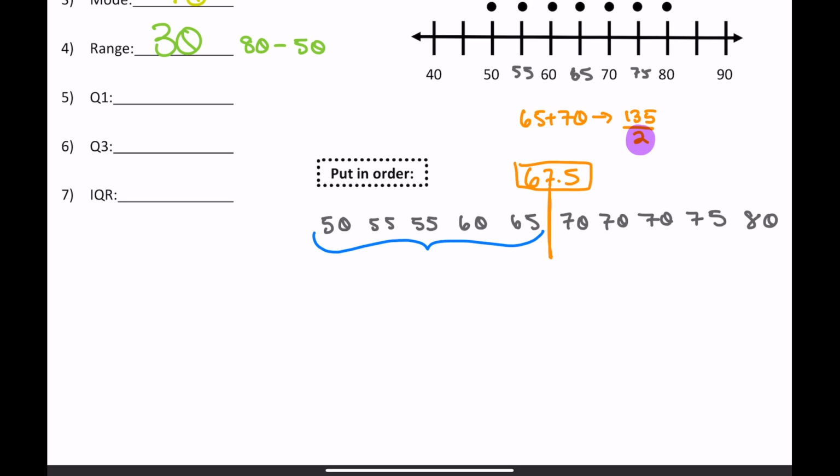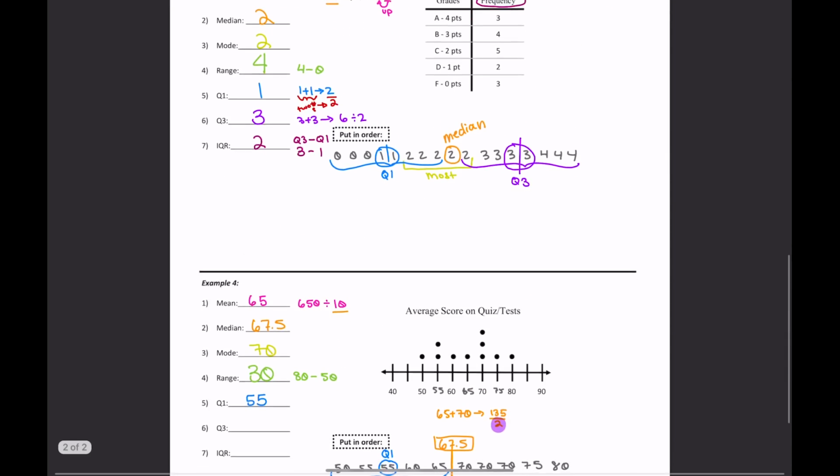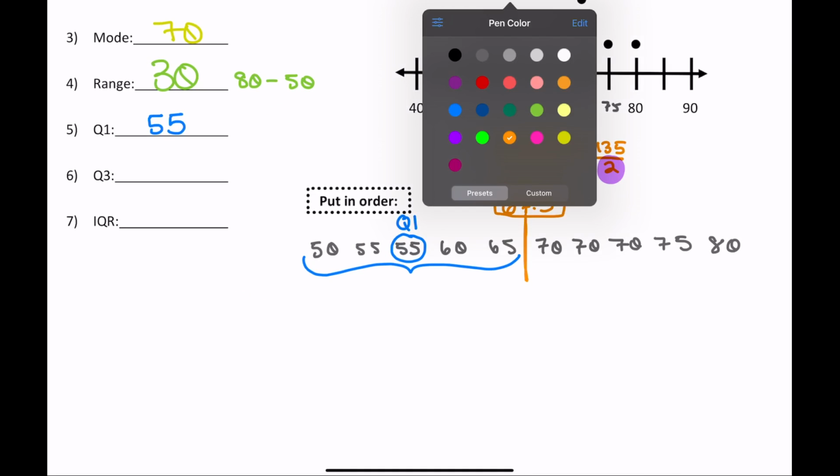So here in Q1, we have 1, 2, 3, 4, 5 numbers in our first half of data. That's odd, which means life is hunky-dory. We get a nice, right smack in the middle Q1 of 55. Nice. Sorry, I was looking at this to make sure I did one. Yeah, we're good. Now let's look at our Q3.